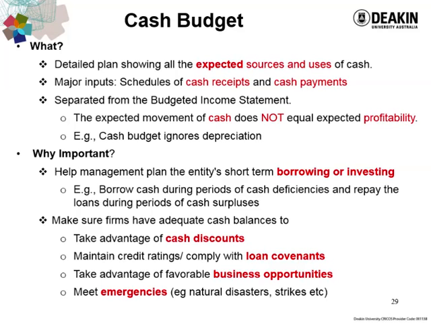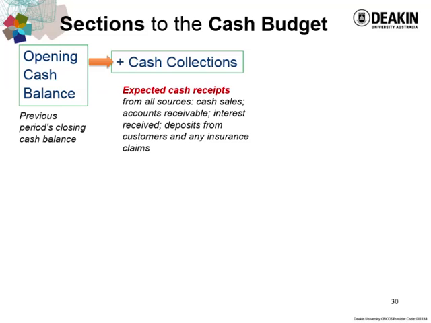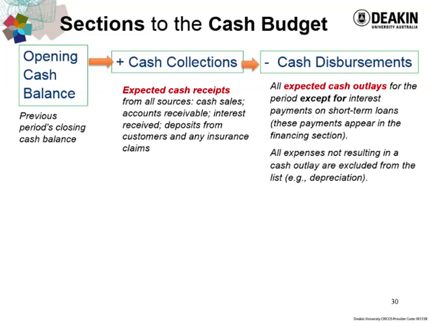Companies need to also have some cash to cushion some unexpected factors or to meet emergencies, for example, natural disaster and strikes. There are 5 steps in preparing cash budgets. We begin with opening cash balance, which is the previous period's closing cash balance, plus expected cash receipts from all sources, including sales, investments, and so on, minus expected cash payments to suppliers or payments for loans and interest, and for all sorts of operating expenses that require cash outflows.